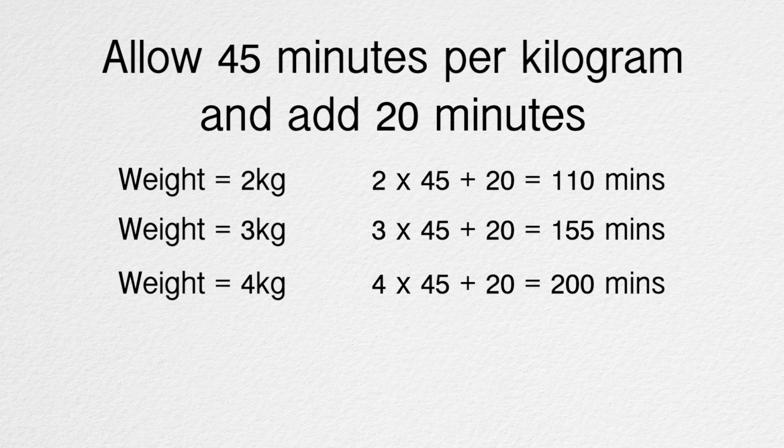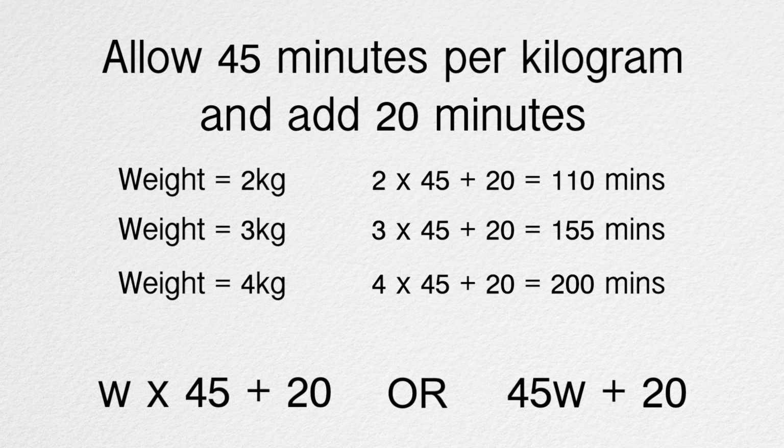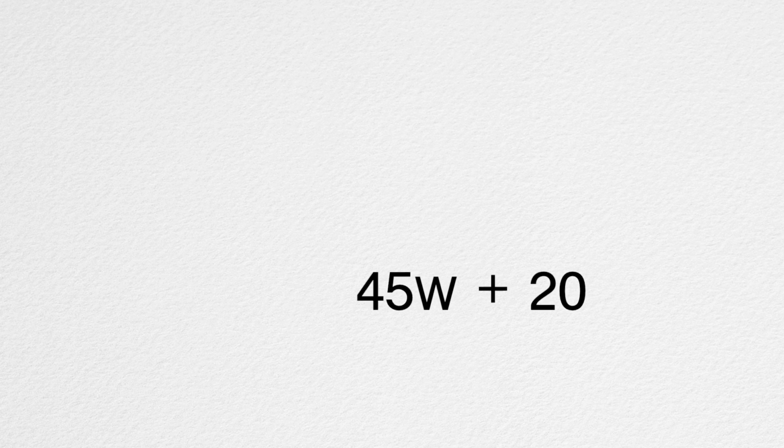Now, for a variable in mathematics, we use a letter. I'm going to use the letter W for weight, but you can use any letter you choose, although it's best to avoid the letter O as it might get confused with naught. So, replacing the weight with the letter W, we have W multiplied by 45 add 20, which we can write in a more mathematically sophisticated way as 45W add 20. So here we have an expression.